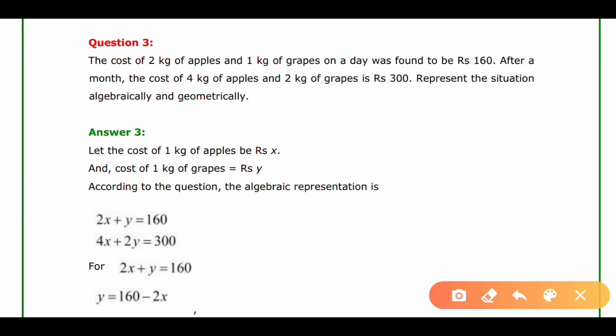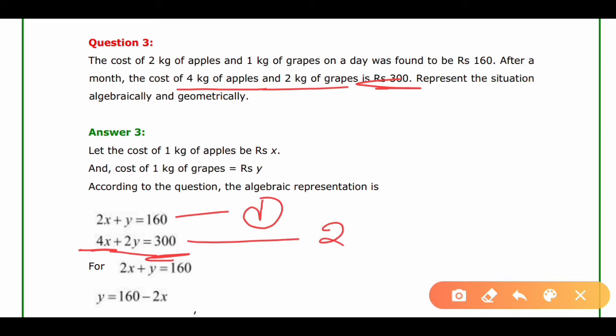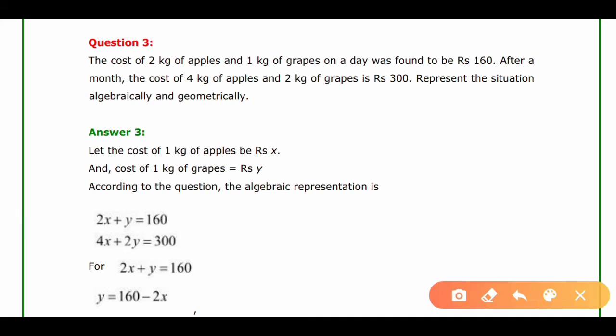Now, the second condition: the cost of 4 kg of apples and 2 kg of grapes is 300 rupees. So we can write 4x plus 2y equals 300. Okay. So we got two equations, equation number first and equation number second. Clear?